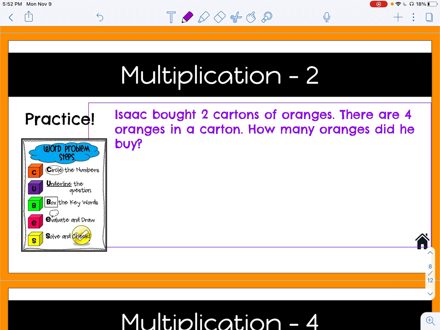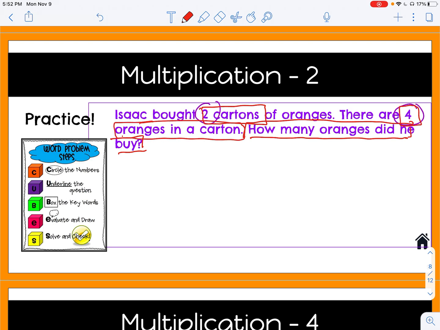Okay, so we had some practice problems. Isaac bought 2 cartons of oranges. There are 4 oranges in a carton. How many oranges did he buy? Okay, so I'm going to underline my question. I circled my numbers. I'm going to box some keywords. So how many oranges did he buy? I'm also probably going to box 2 cartons of oranges, and that there are 4 oranges in a carton.